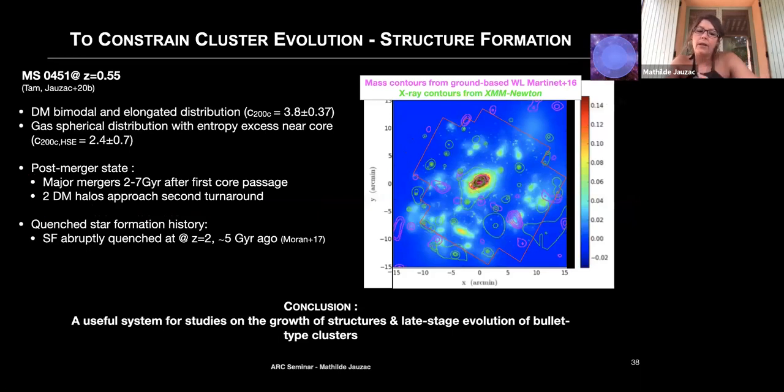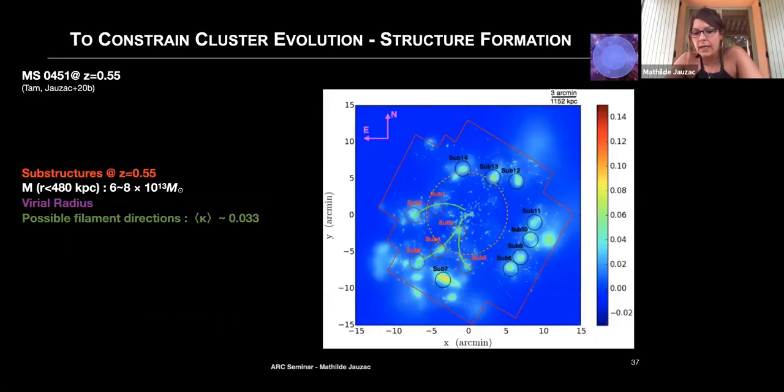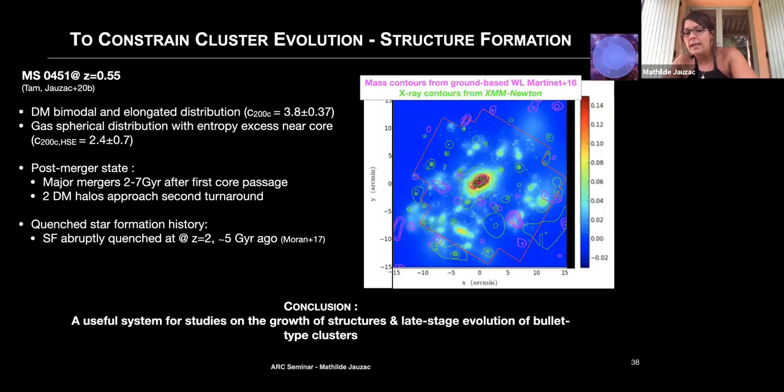If you look at the new image now, on the right-hand side, what you can see in magenta are the contours from the ground-based weak lensing analysis from Nicolas Martinet back in 2016. And you can see that, apart from the most massive, so if I go back and forth, substructure number 2 is detected in the ground-based observation analysis, and substructure 4. Martinet et al. discussed the possible detection of filaments, but this is basically confirmed by Su Tiang's analysis.